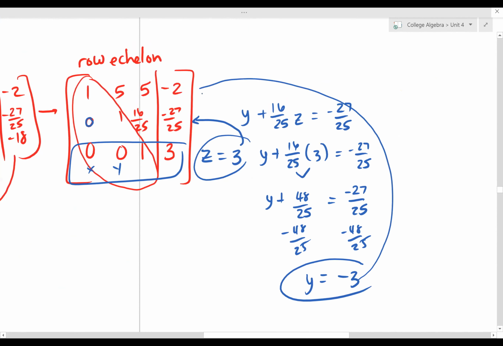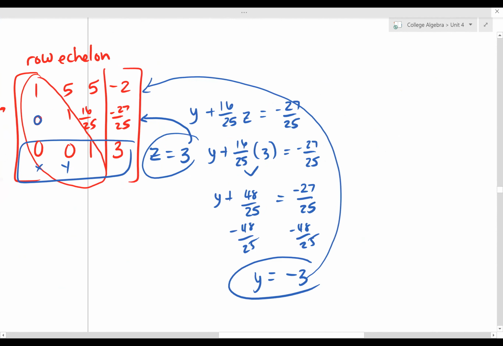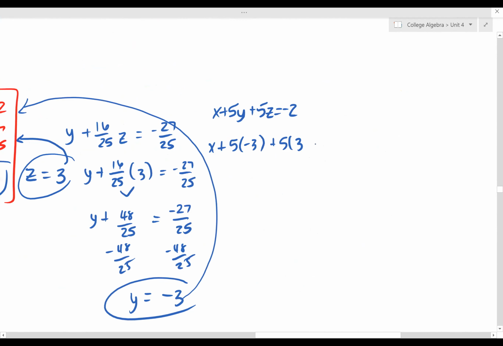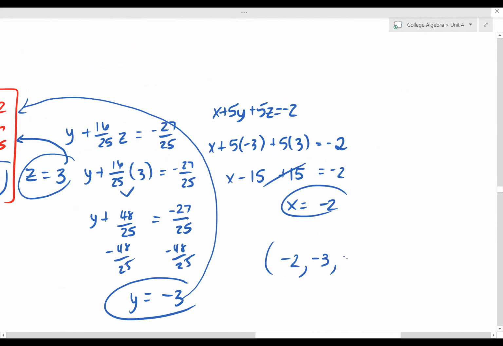And now I can back substitute y and z into row 1. Row 1 says x plus 5y plus 5z equals -2. So substitution gives us x plus 5 times -3 plus 5 times +3 equals -2. So x minus 15 plus 15 equals -2. The 15s cancel, and so x equals -2. So the ordered triple x, y, z is -2, -3, 3.